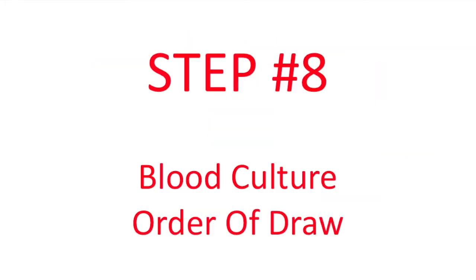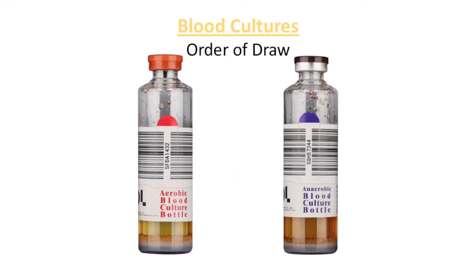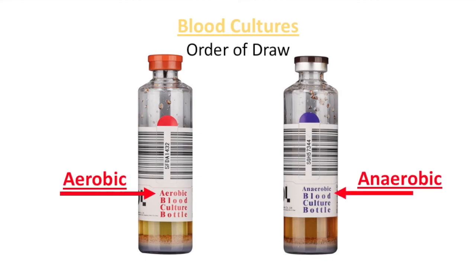Step 8. Now we have another set of tubes that we sort of mentioned before, the blood cultures, but they also have their special order of draw. You'll notice on the blood cultures bottles that one says aerobic and the other says anaerobic. So what does that mean? The aerobic bottle is able to accept oxygen, where the anaerobic bottle has to be oxygen free.